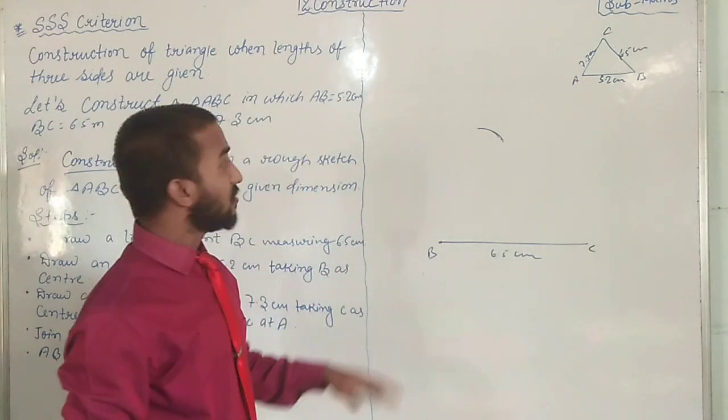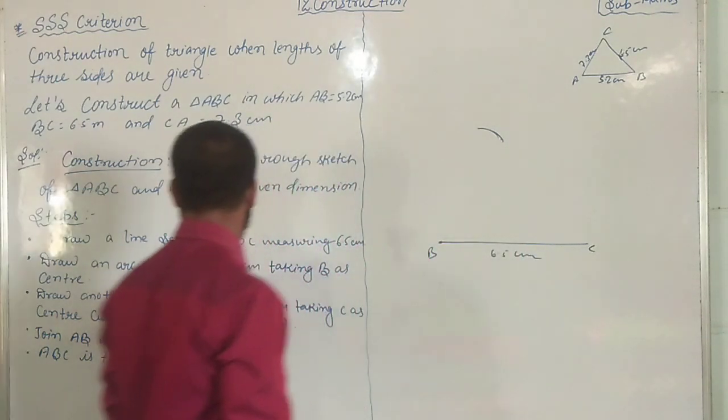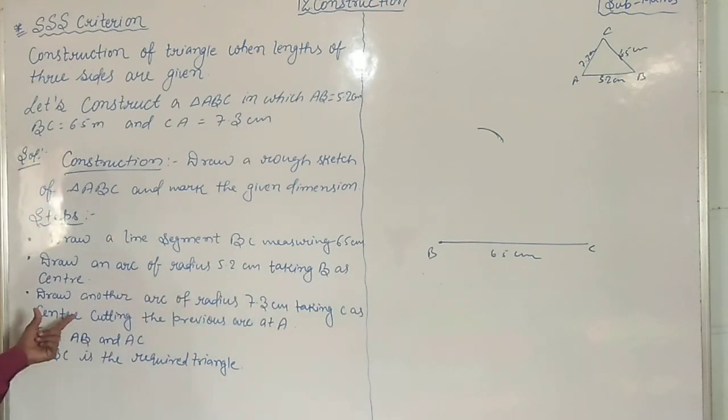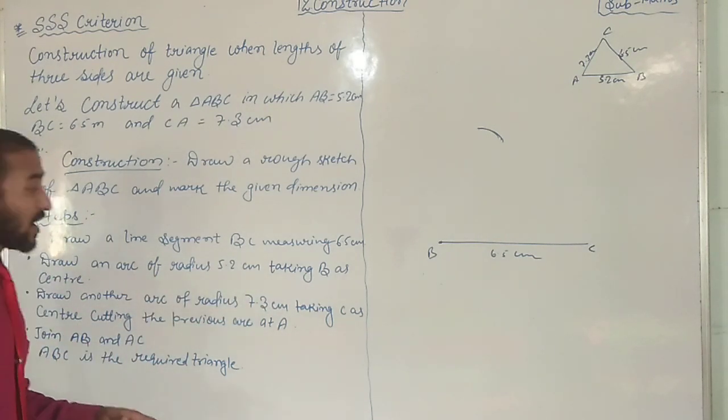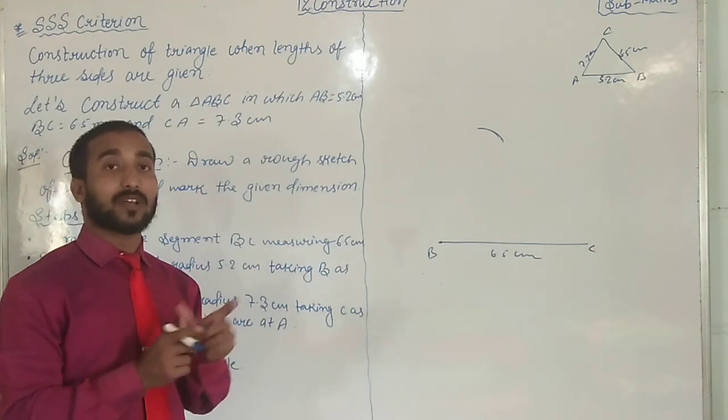5.2 cm. What will be there? Here will come. Okay. See, next one. Draw another arc of 7.3 centimeter, taking C as the center. Now, what you have to do? Taking C as the center, you have to draw a 7.3 centimeter arc.